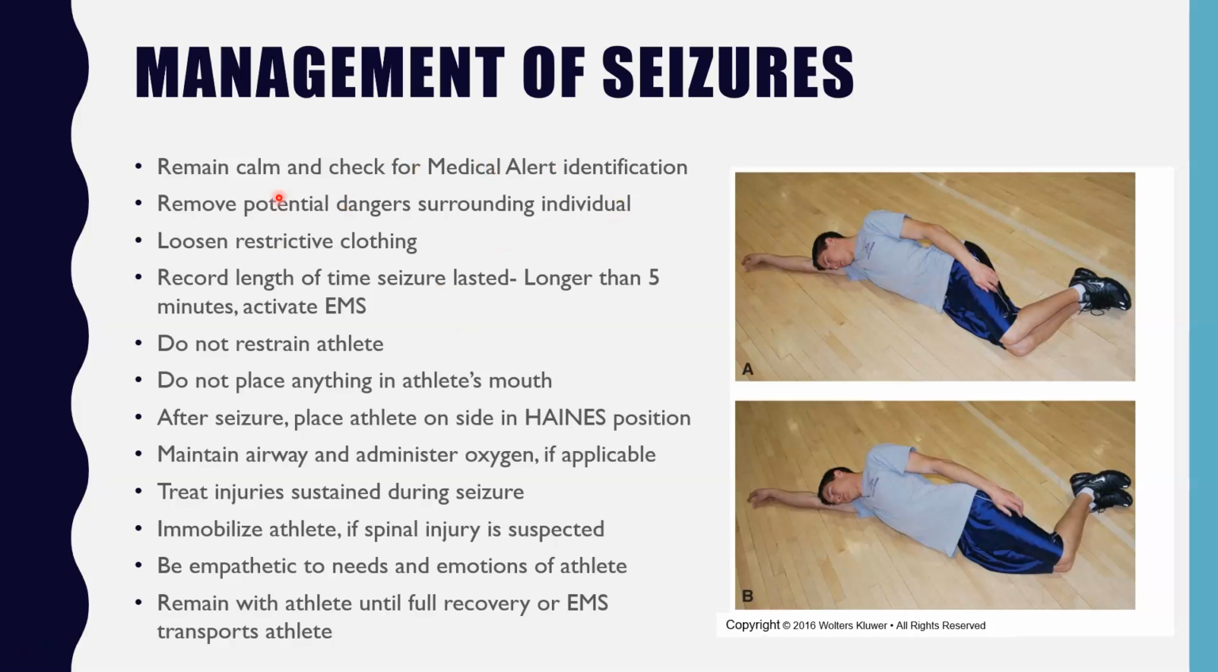Other than that, what we're going to do is remove potential dangers surrounding the individual, right? Because some of these are associated with movement. Loosen restrictive clothing that might cause potential airway obstructions or different aspects like that. Record the length of time of the seizure. And the reason for that is usually longer than 5 minutes, something more might be going wrong.